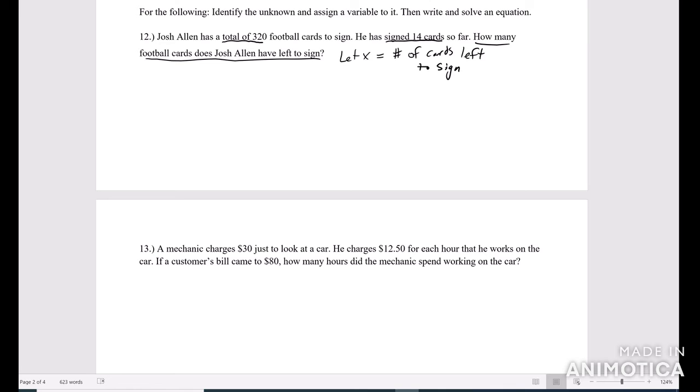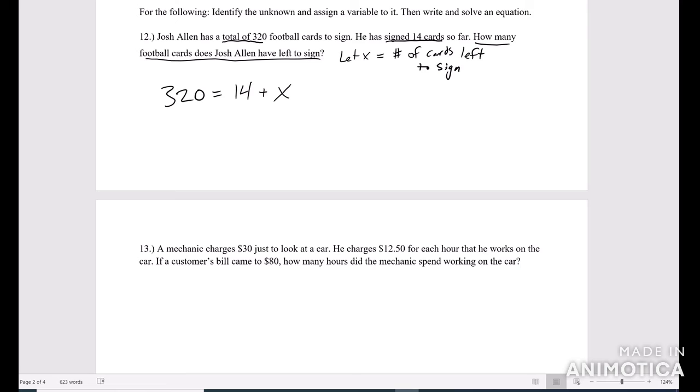So there's a couple different ways that I can think of this equation. The way that I'm going to approach it is 320 is the total. So I'm going to have 320 equals something. And that's going to be equal to the 14 that he's already signed, plus the number of cards that he has left to sign. You could flip that order around. It could be 320 equals x plus 14. You could have x plus 14 equals 320. That doesn't matter. You just need the 14 and the x to be added together. All right, so that is our equation set up.